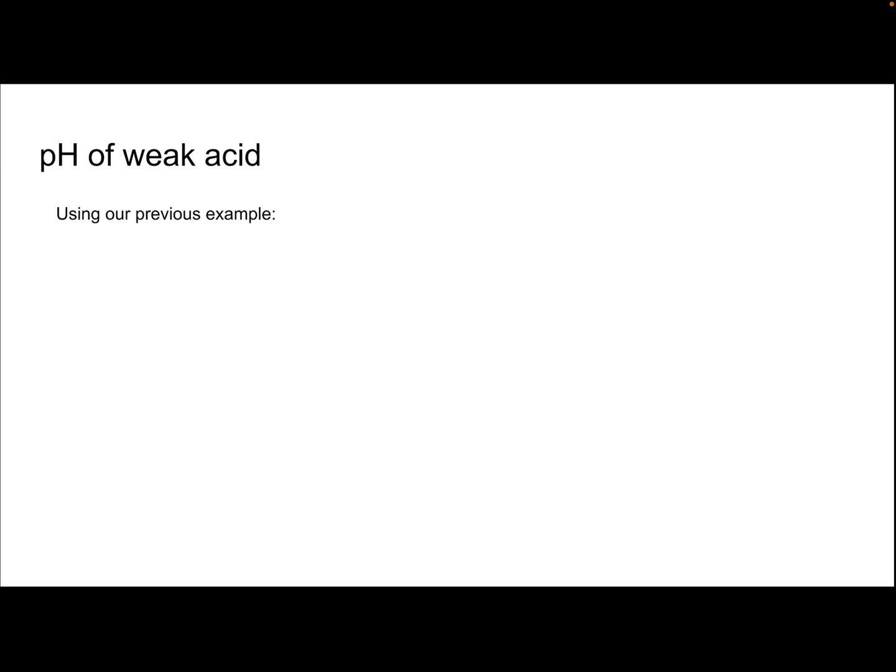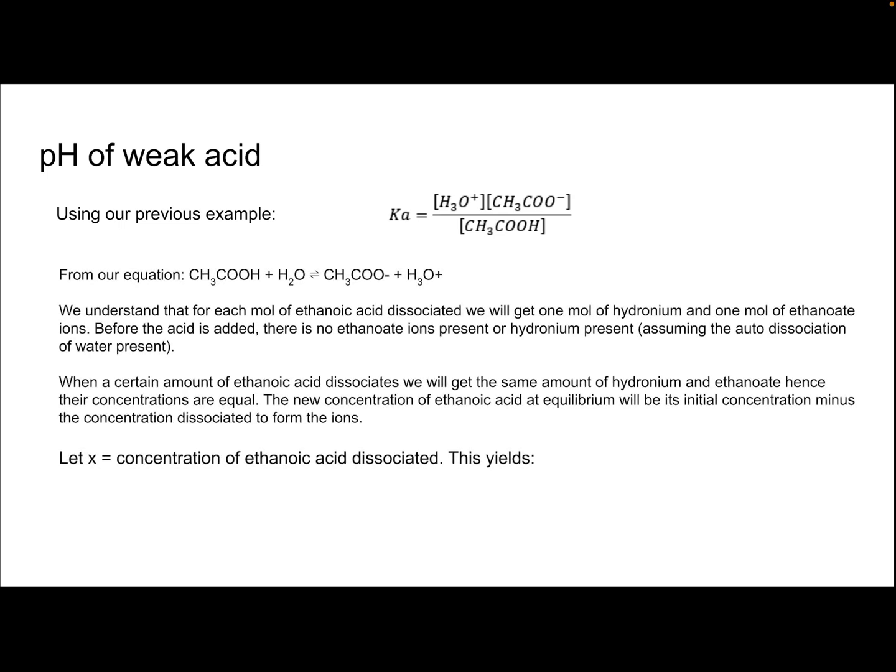So let's use our previous example with ethanoic acid. We wrote our Ka expression, which is the product of the hydronium ion concentration and the ethanoate ion concentration, divided by the ethanoic acid concentration. If we look back at our equation for the dissociation of ethanoic acid, we see that 1 mole of ethanoic acid will react with 1 mole of water to give us 1 mole of ethanoate ions and 1 mole of hydronium ions.